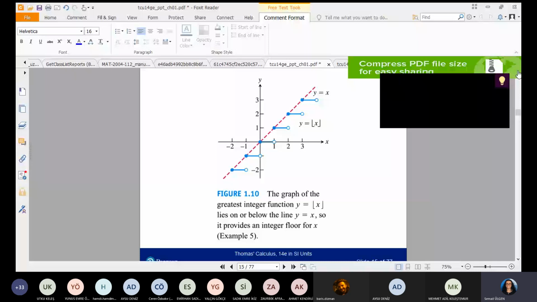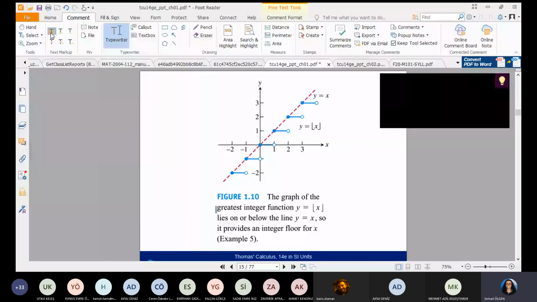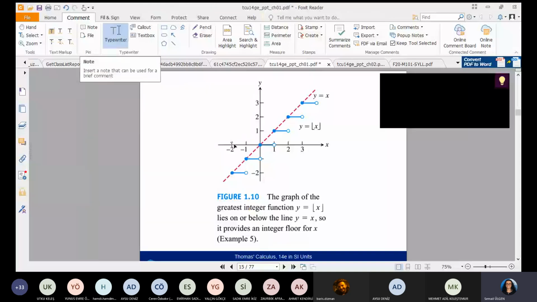This is another function which we call the greatest integer function. See, there's this greatest integer function here. Let me see whether I can highlight that. Anyways, maybe I should just continue typewriting it. Greatest integer function. This is called a step function. Note.